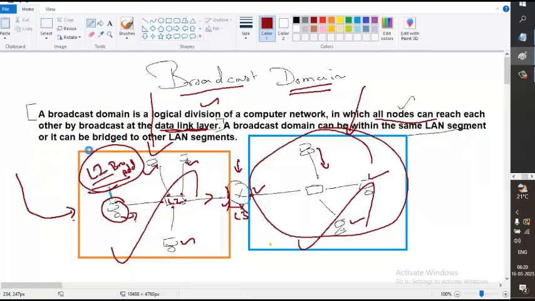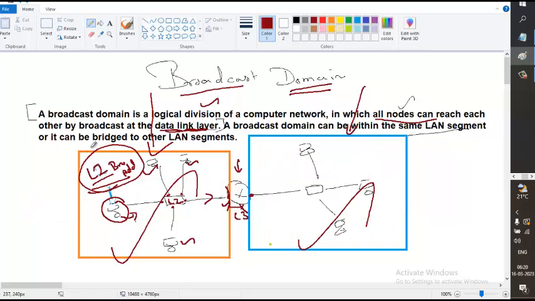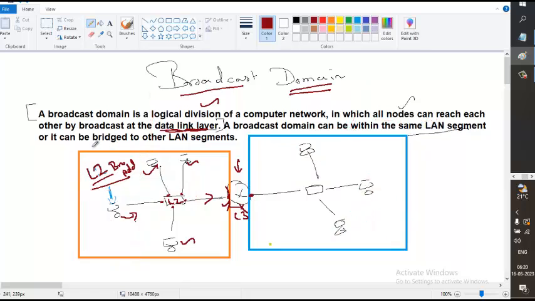What is a broadcast domain? It's a logical division of a computer network. Those devices in that network should receive the packet when a layer 2 broadcast packet is sent. For example, with a switch connected to some devices, they all will be receiving the layer 2 broadcast packet.